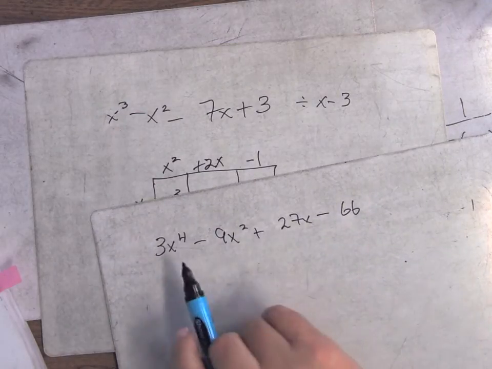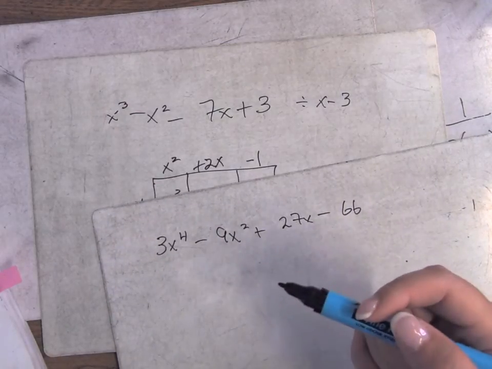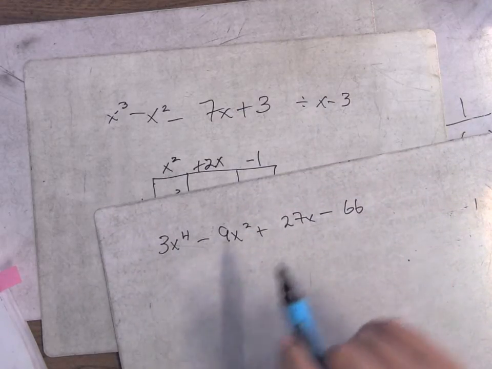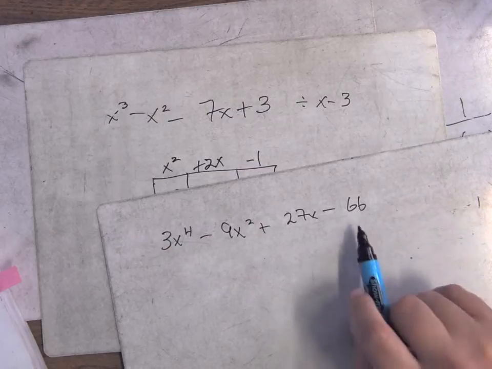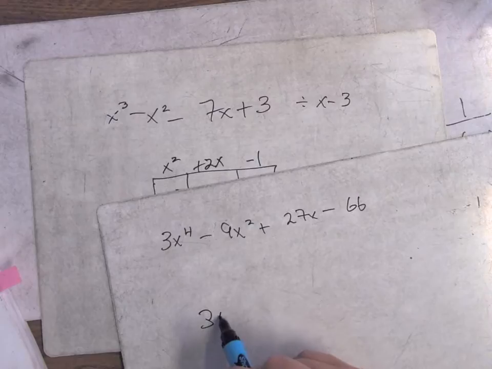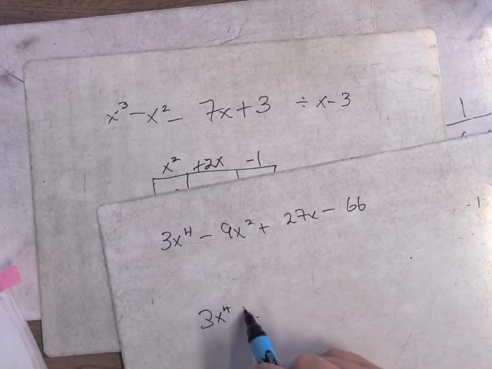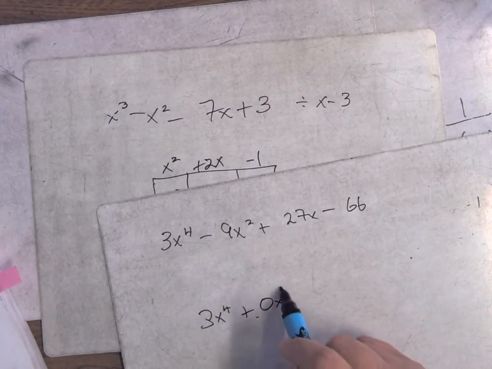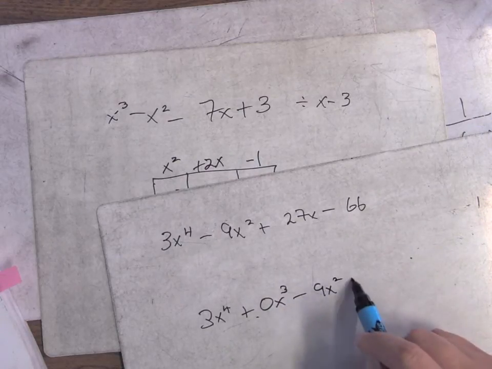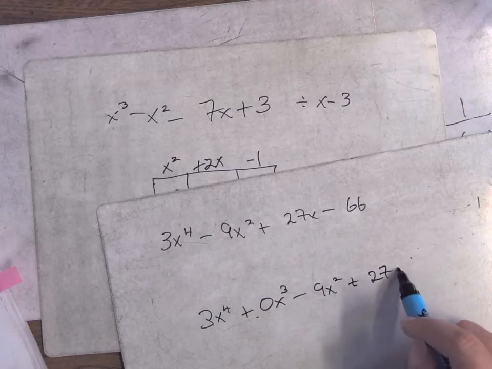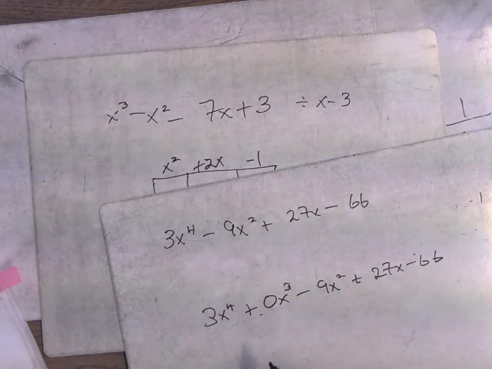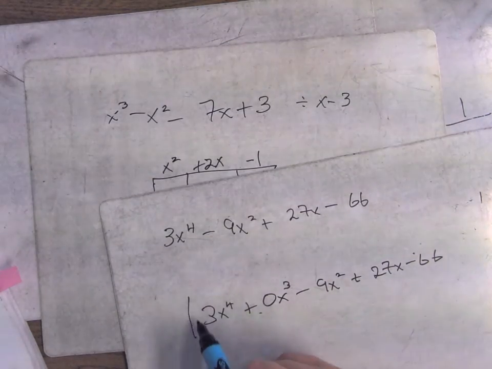Just for now, what's missing? There's an x cubed term missing, isn't there? It's normally x to the power 4, x to the power 3, x to the power 2, x to the power 1, number. There's no x cubed term. So when you're writing this, in order to keep it straight, put in plus 0x cubed minus 9x squared plus 27x minus 66. Is that okay? See the way I put that in? It'll keep your long division straight.